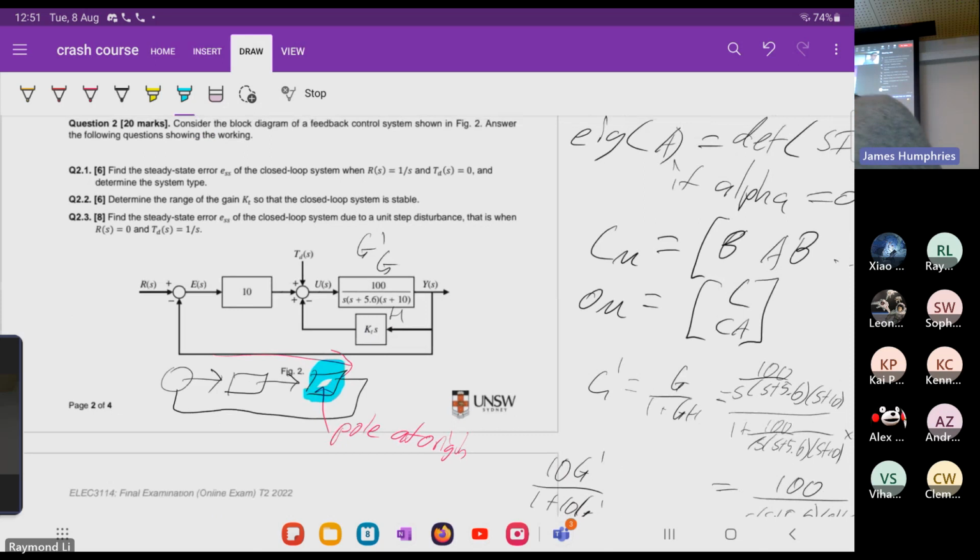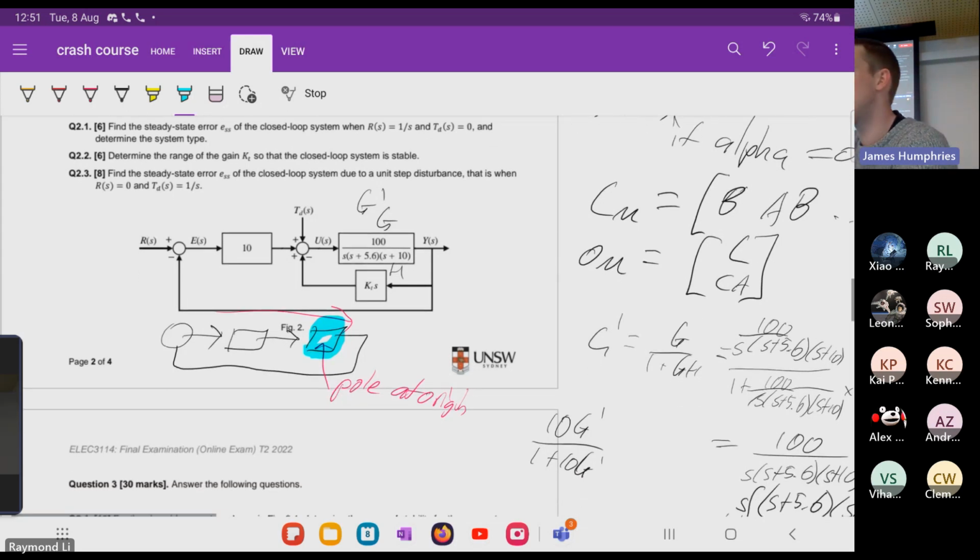And then we want to find the steady state error of the closed loop due to a unit step disturbance. That is when R of S is equal to 0 and TD of S is equal to 1 on S. Yeah, that's going to be a lot of work. Oh my word. Do you want me to go through this one or move on?